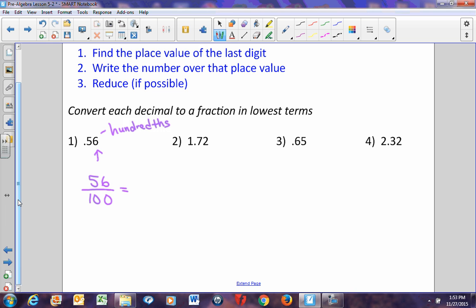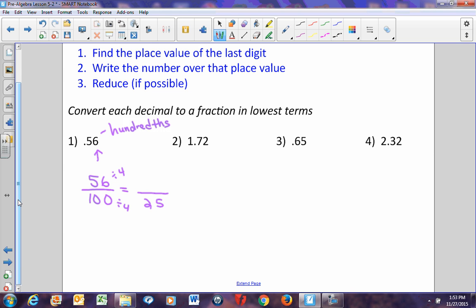Okay, 56 over 100. And I know 56 over 100 reduces. I know at least by 2, but remember we learned those divisibility rules back in chapter 4 so that we can reduce fractions much easier. I happen to know that 100 is divisible by 4 and 56 is also divisible by 4. So if I divide by 4, 100 divided by 4 is 25.